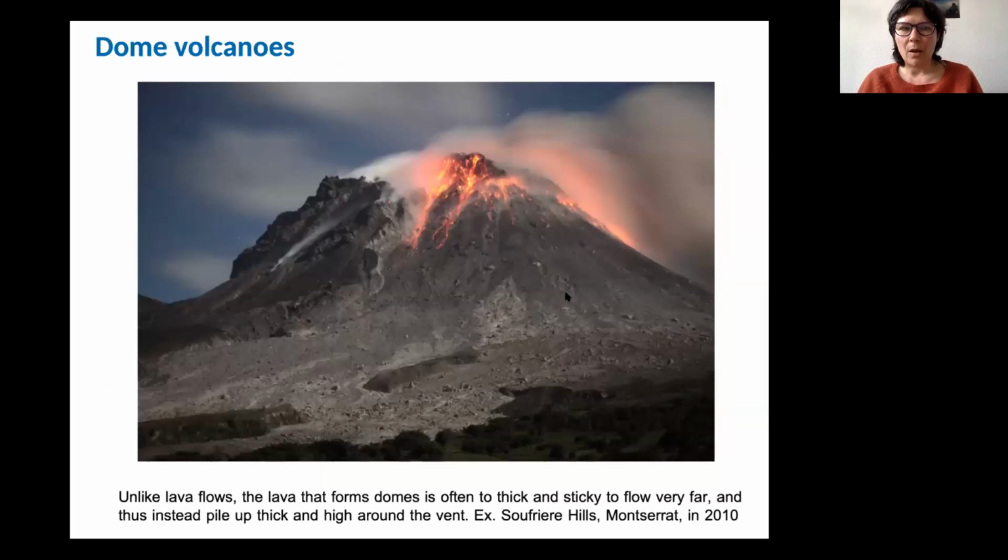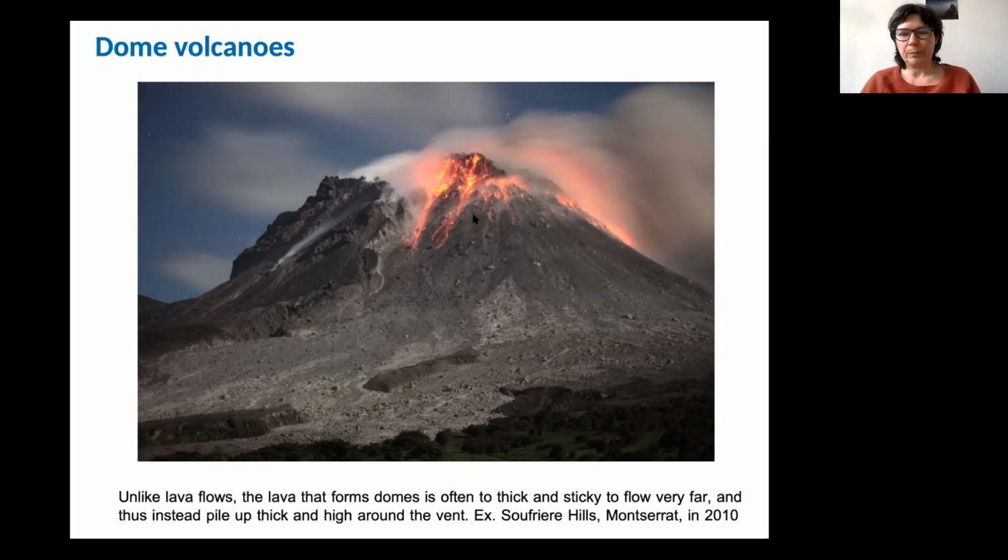Okay, then we have dome volcanoes, dome forming volcanoes. Dome forming volcanoes have lava that is very, very viscous already at the volcano summit. So it doesn't really flow down very easily. In these dome forming volcanoes, the lava is super viscous. So basically what it does is to pile up. It piles up at the summit of the volcano.